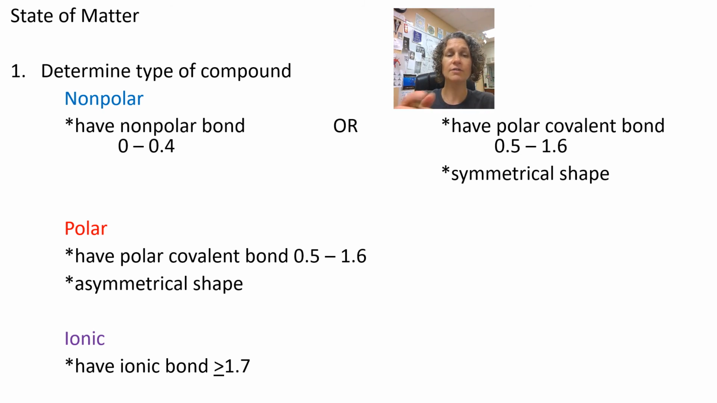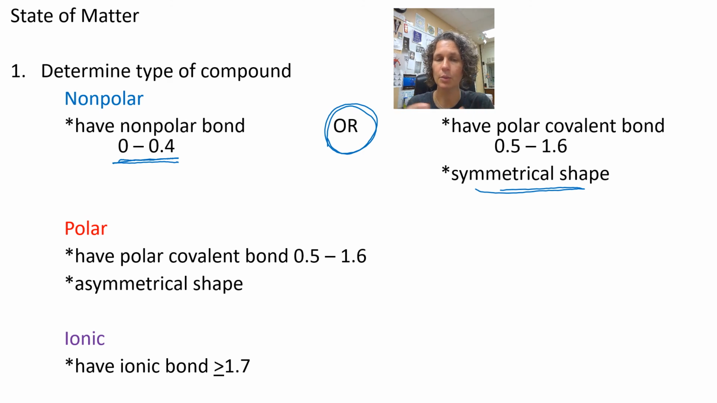But first things first, to be a nonpolar molecule, there are two possibilities. First off, you could simply have the nonpolar bond, the 0 to 0.4 difference between your electronegativities. If you've got that, it's nonpolar. Or you could get a polar covalent bond type, 0.5 to 1.6, but you also have to have a symmetrical shape, which are the top three on that chart. And again, we'll mark those. So two possibilities for being nonpolar.